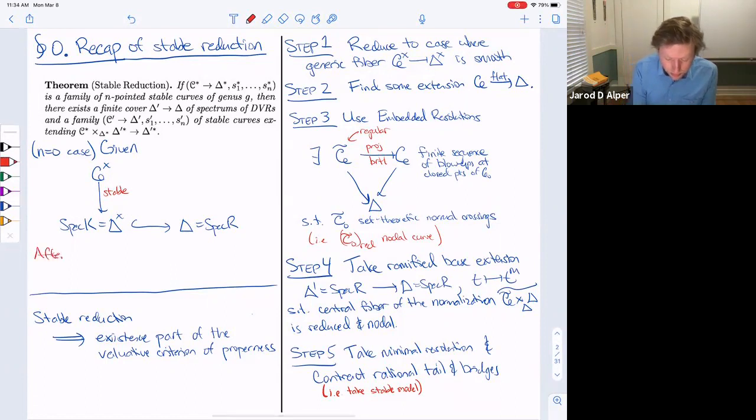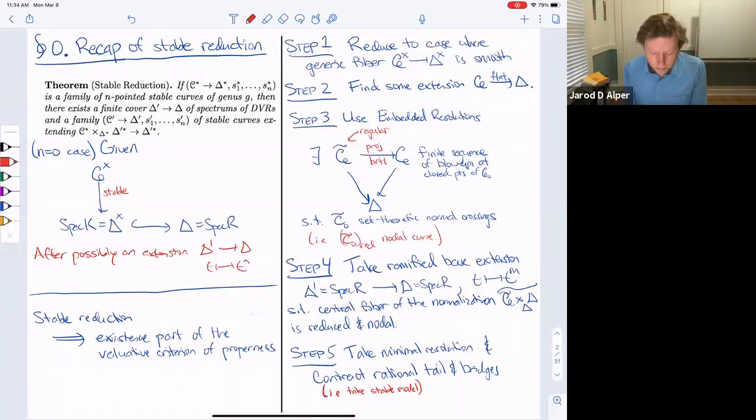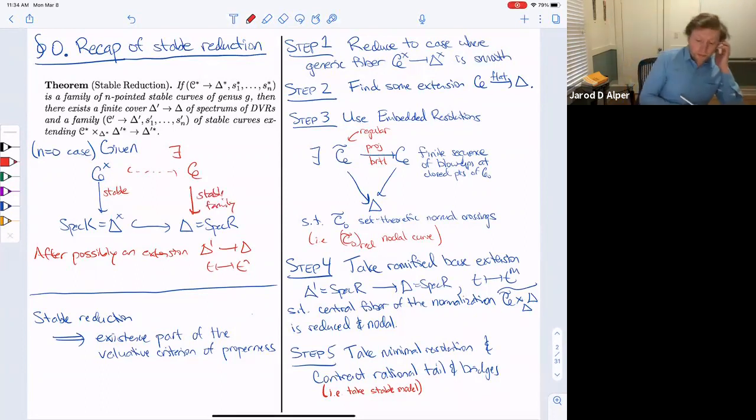after possibly an extension of DVRs, that is, a map like this, that takes t to t^n. And then after possibly this extension and taking corresponding base changes, the goal is to show that there exists a family C over the DVR that's a stable family, restricting to the original one. And this is just the existence part of the stable reduction.